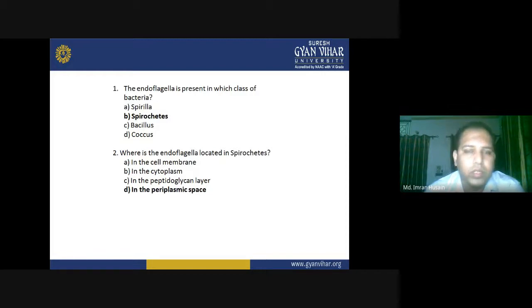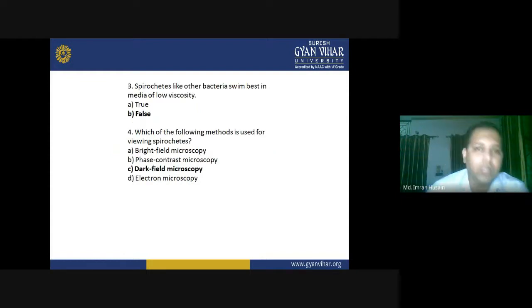So, coming on to the MCQs: Endoflagella are present in which class of bacteria? Spirilla, spirochetes, bacillus, coccus. The correct answer is spirochetes. Where are the endoflagella located in spirochetes? In the cell membrane, in the cytoplasm, in the peptidoglycan layer, in the periplasmic space. The correct answer is in the periplasmic space. Spirochetes, like other bacteria, swim best in media of low viscosity. True or false? False.